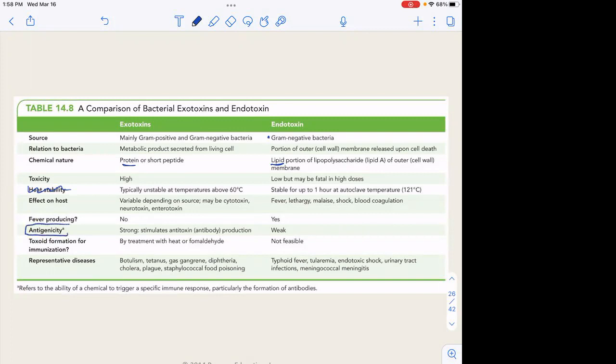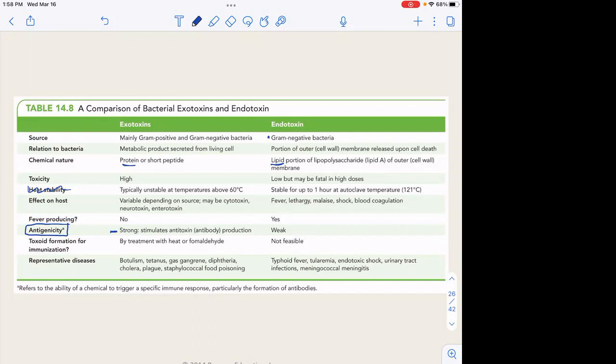This antigenicity, so we're going to talk about that term soon. What is an antigen? An antigen is something that elicits an immune response. So exotoxins, yes, are really good. They elicit a strong immune response.